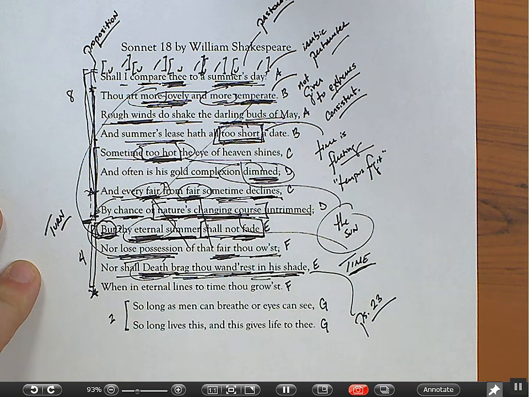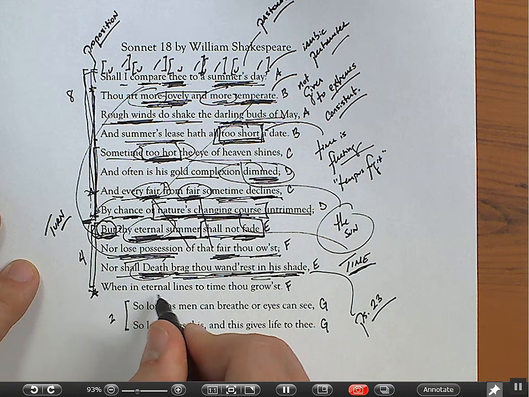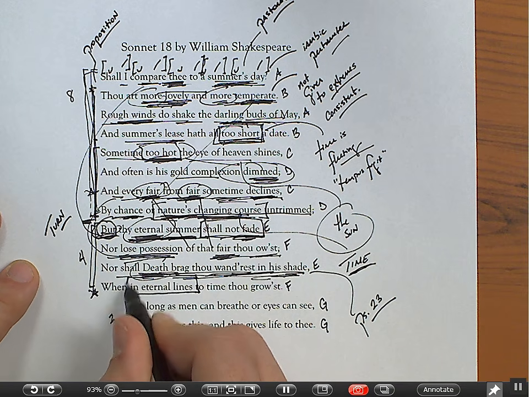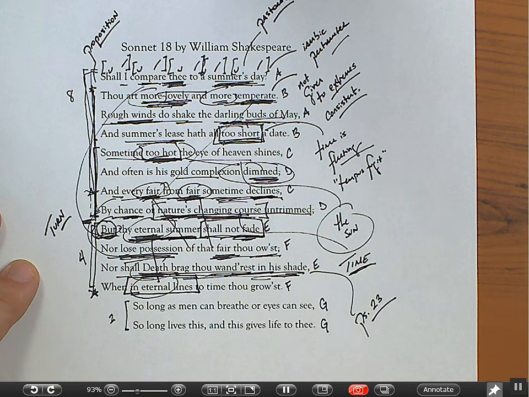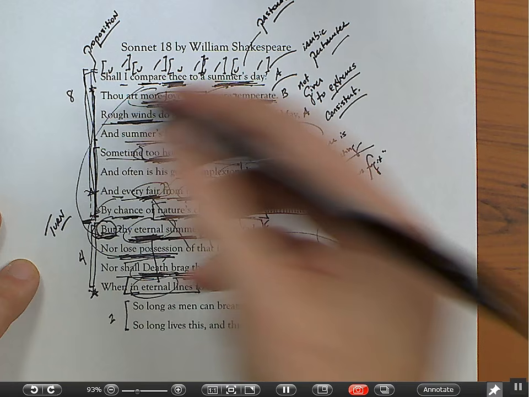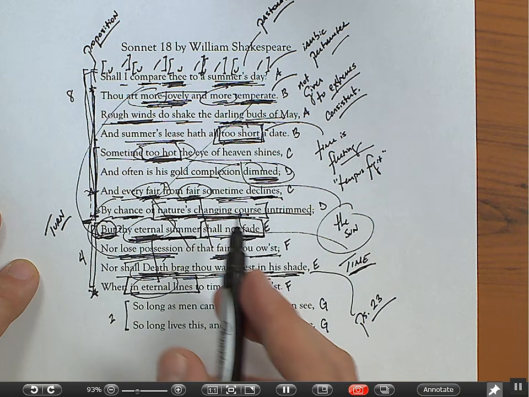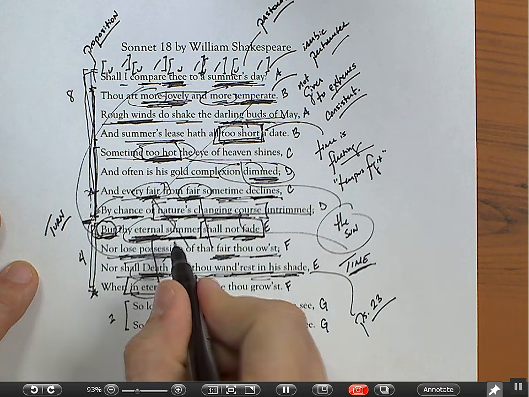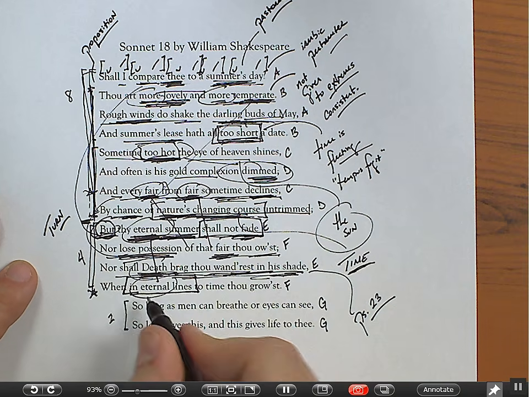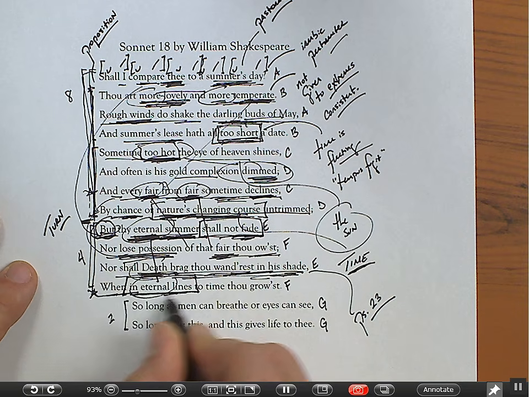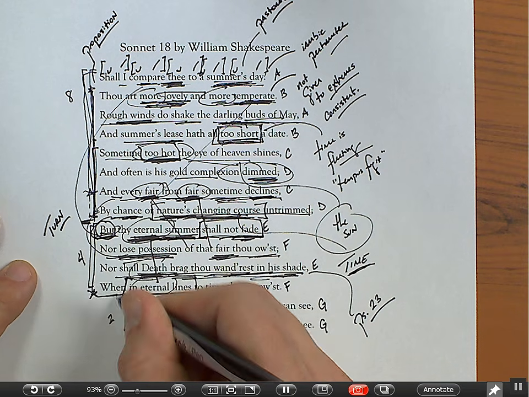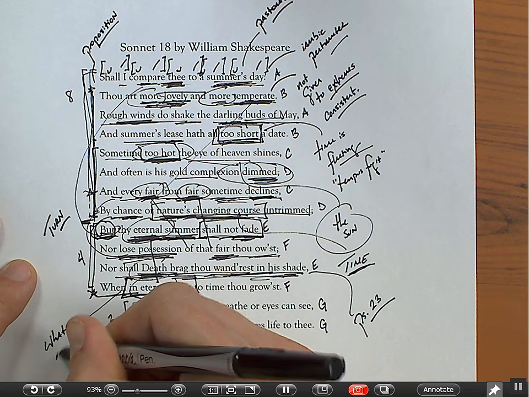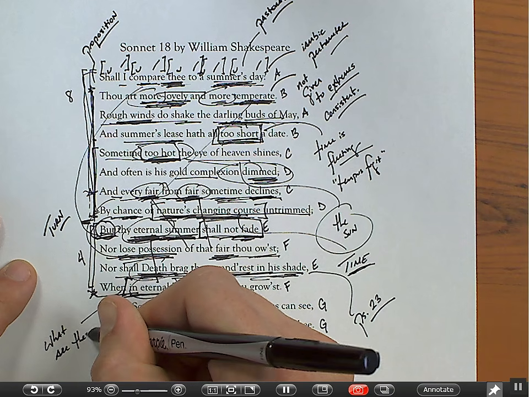When, and here he sets up his couplet, when in eternal lines, there's the repeat of eternality. He's saying even the glory of heaven and earth, the sky, the sun, all of this sways to extremes, all of it changes. You have an eternal youthfulness, an eternal loveliness, an eternal summer. When in eternal lines, what are these eternal lines?